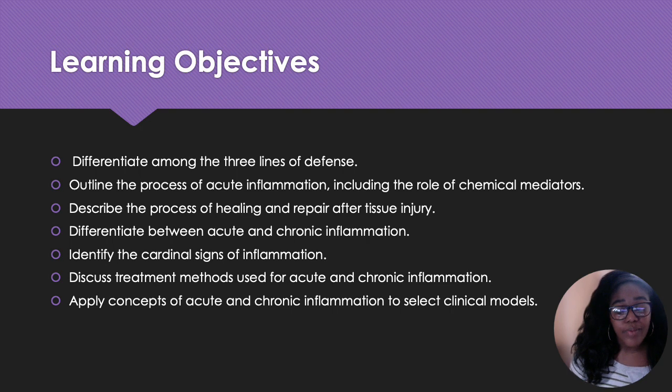So here are our learning objectives for Chapter 3. We want to differentiate among the three lines of defense. We want to outline the process of acute inflammation, including the role of chemical mediators. We want to describe the process of healing and repair after tissue injury. We want to differentiate between the acute and chronic inflammation states, and also those treatment methods that are used for acute and chronic inflammation. We want to identify the cardinal signs or clinical manifestations of inflammation, and we want to apply those concepts to select clinical models.